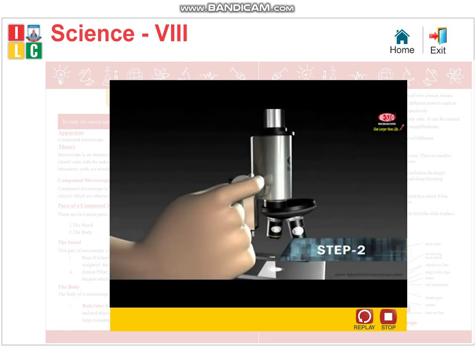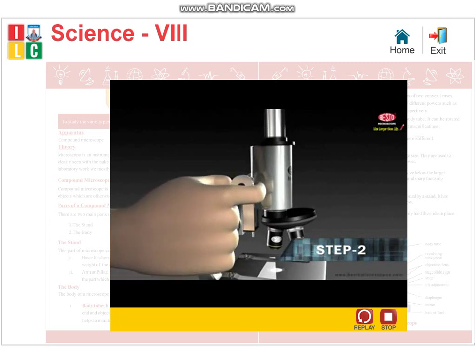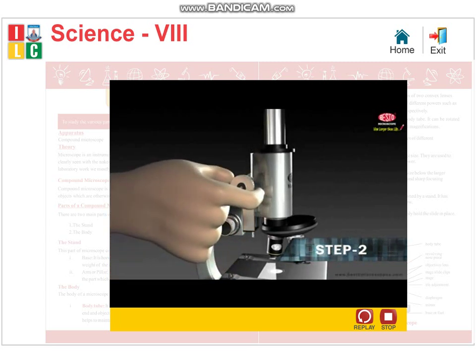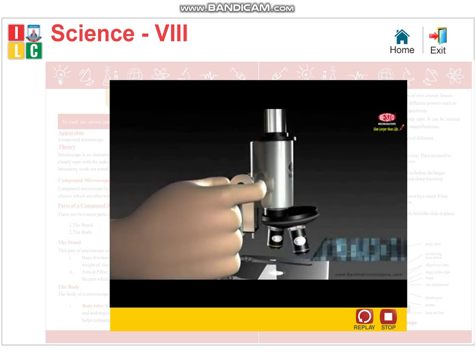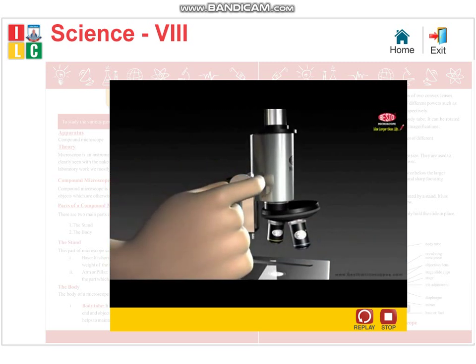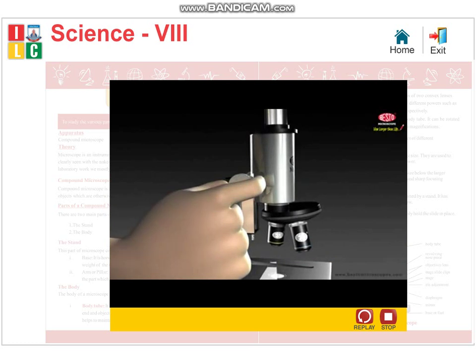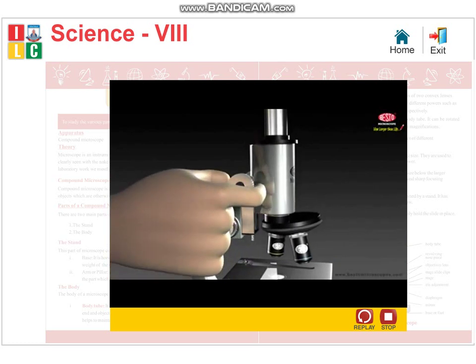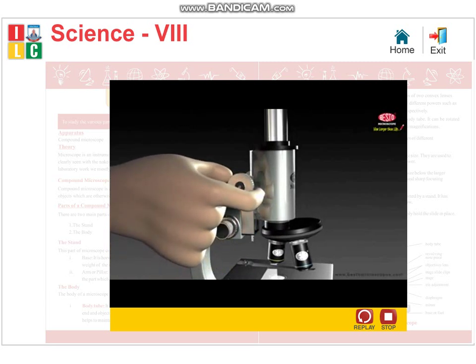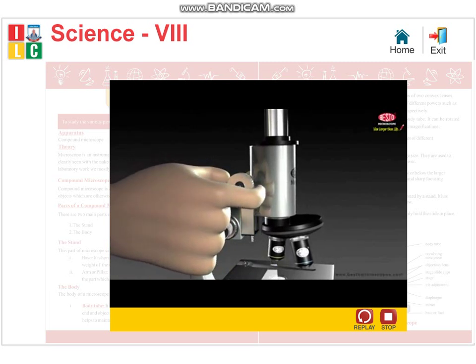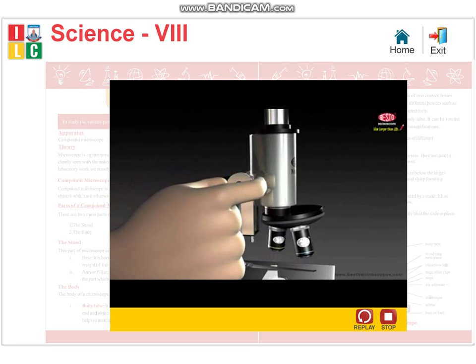Step 2. Make sure the low power objective is in place over the hole in the stage. Use the coarse adjustment knob to raise the objective so that its lowest end is about 1 inch, 2.5 cm, above the stage. In all Besto microscopes, aperture control is by iris diaphragm. At this stage, open it fully.